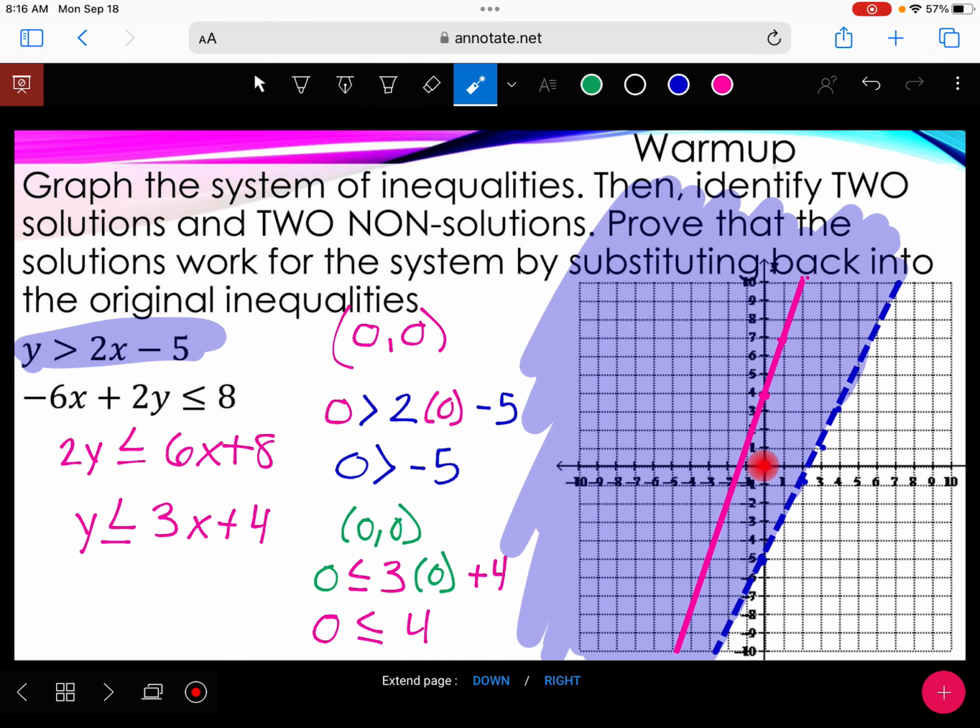Yeah. So is this point in our solution? Yeah. So are we shading above or below? Below. There we go. So we're shading this side. And our solutions all live in this kind of purple area.